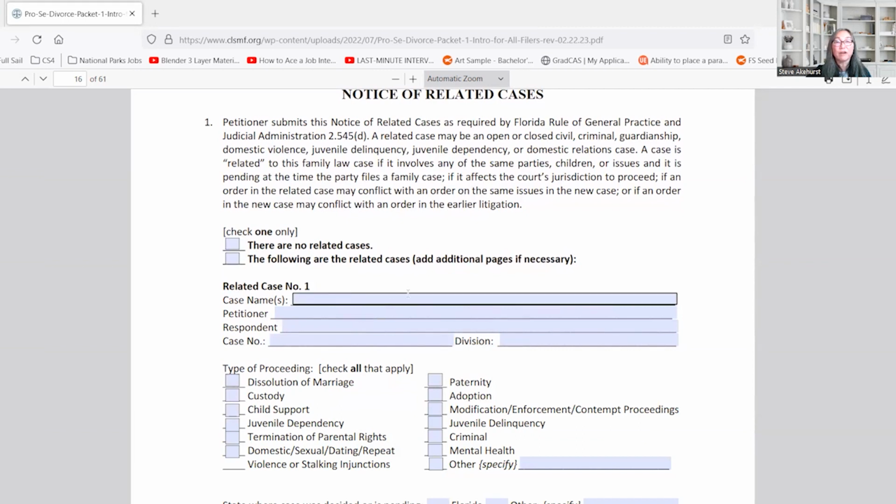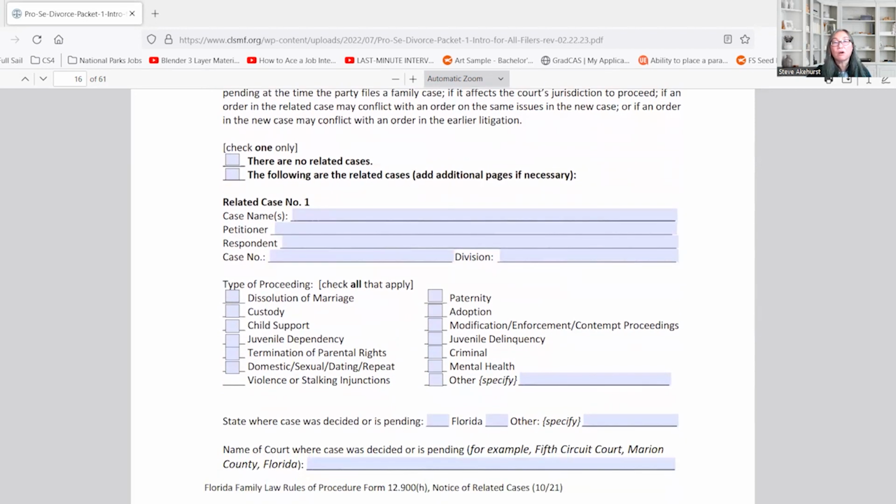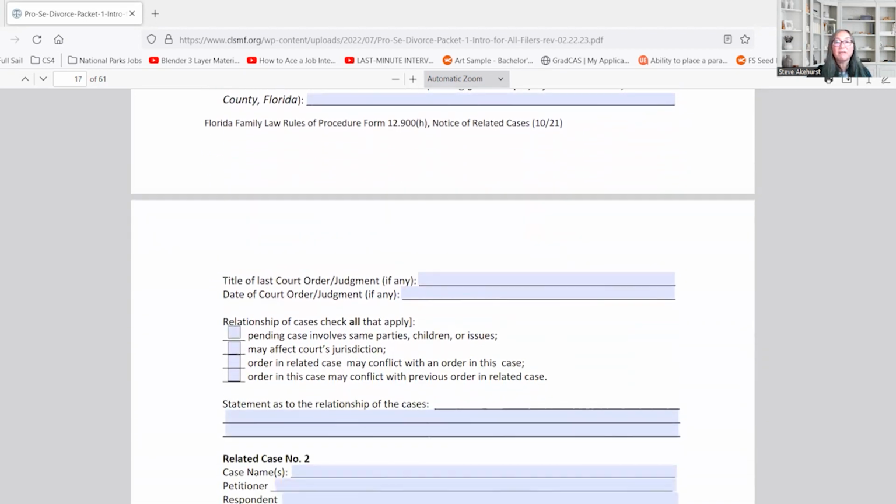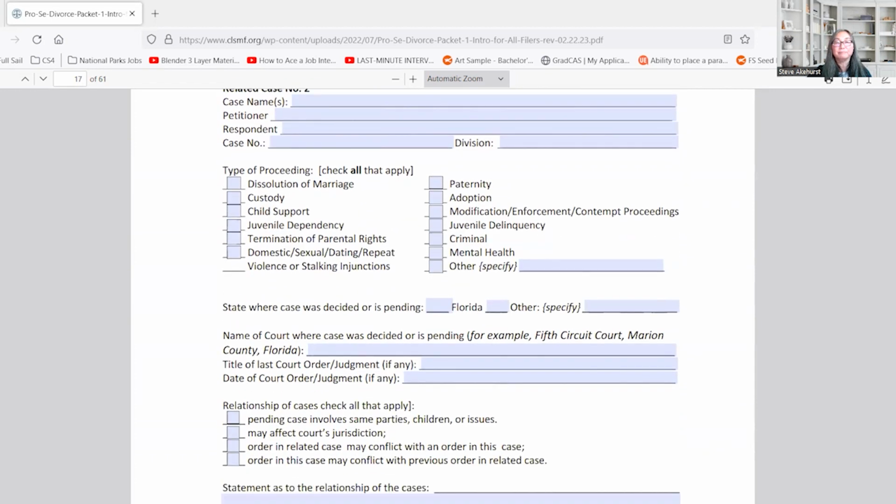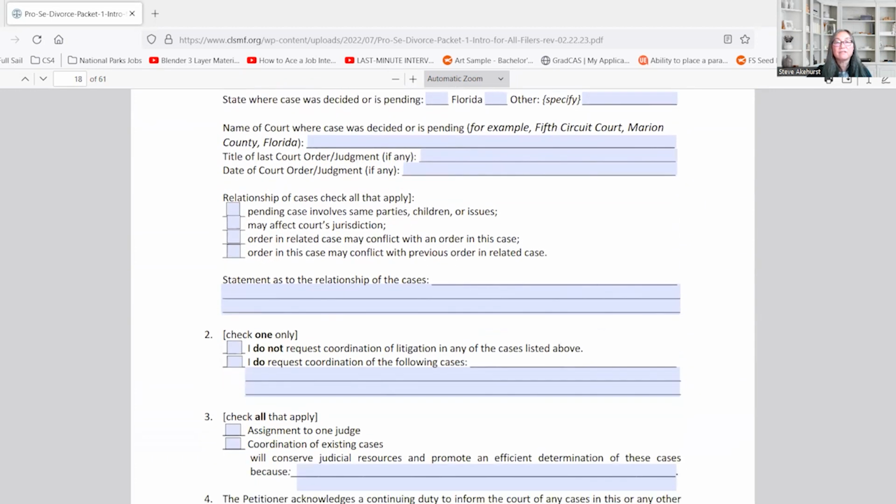click that and write the case number, who the petitioner and respondent are, and the type of case it involves. That includes child custody, child support, dependency, termination of parental rights, injunction. So you would have to write that. And there's a space for other cases if you have any. If you don't have any, again, check no and you're done. So there are several areas that you could fill out.